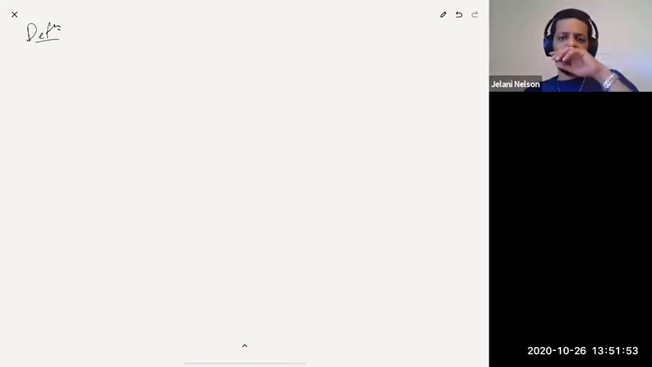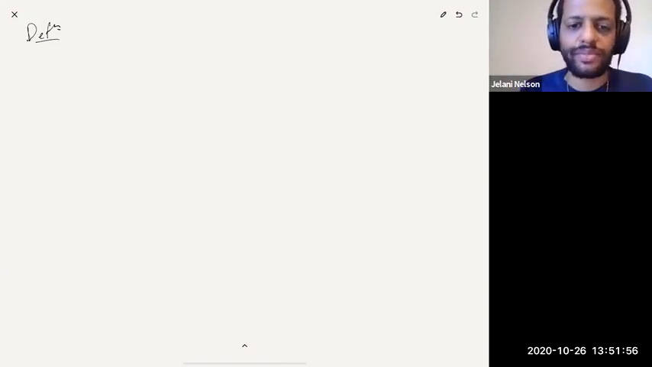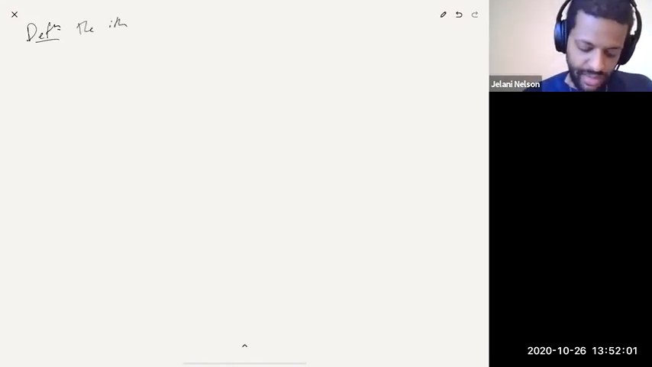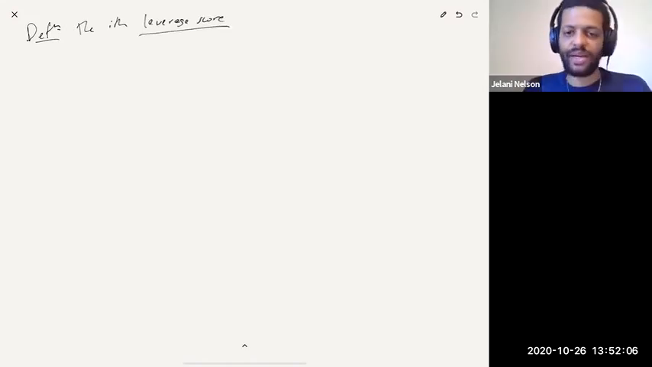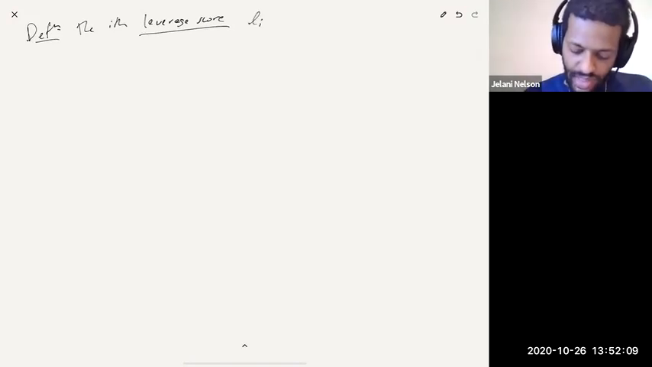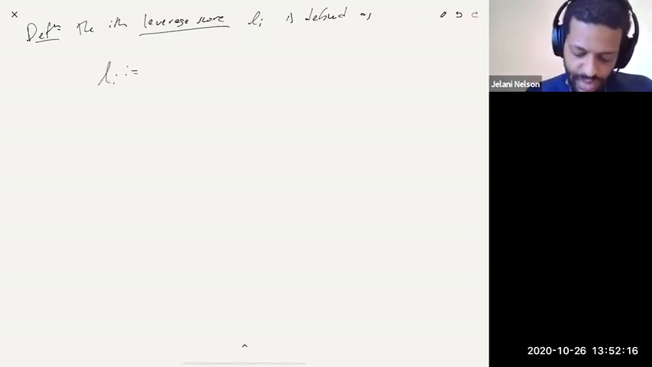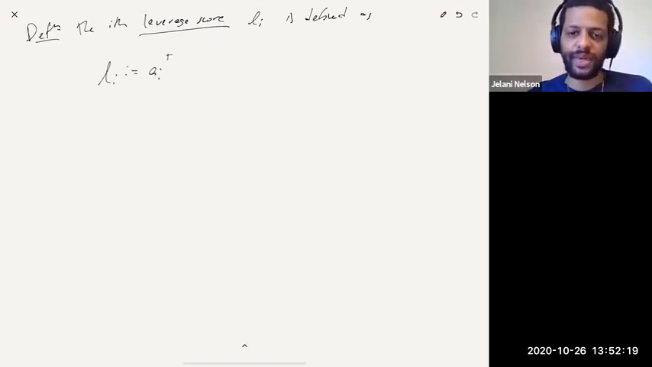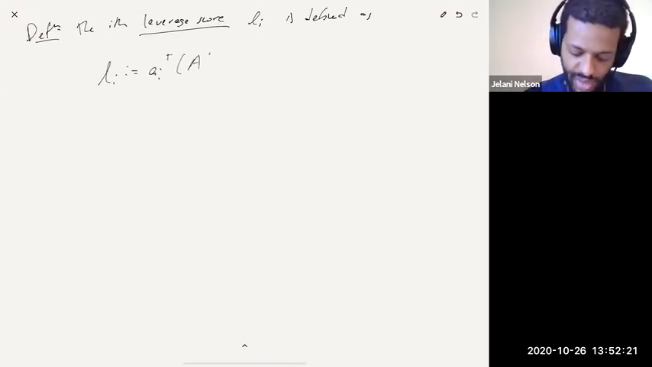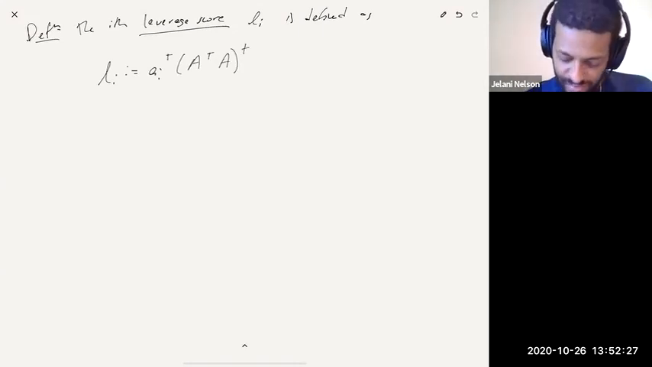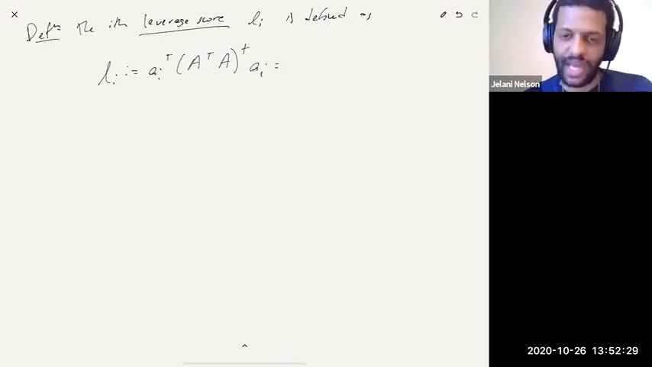Okay, so I'm going to define something called the leverage score. The ith leverage score, Li, is defined as follows. Li is just equal to a_i transpose, then (A transpose A) pseudo inverse, then a_i, which of course is the same.